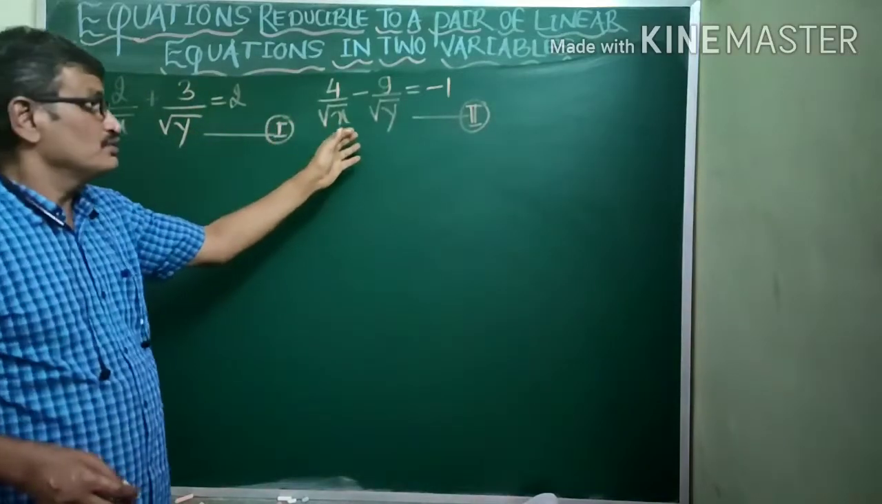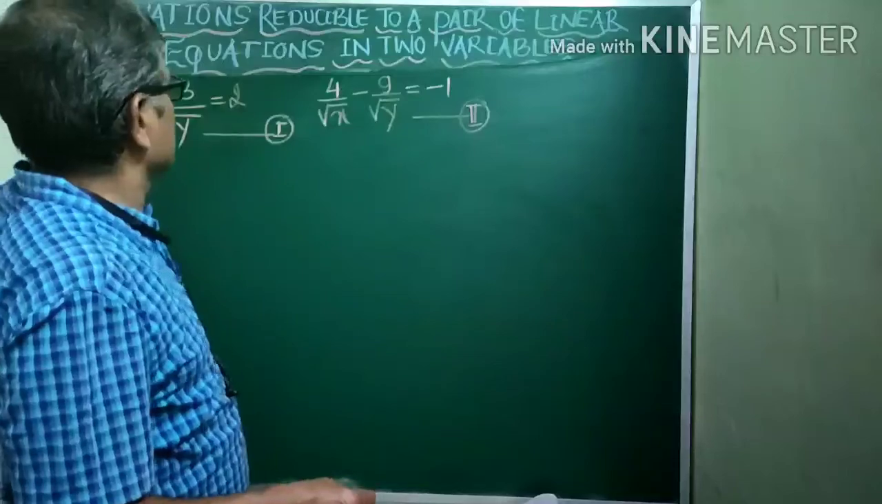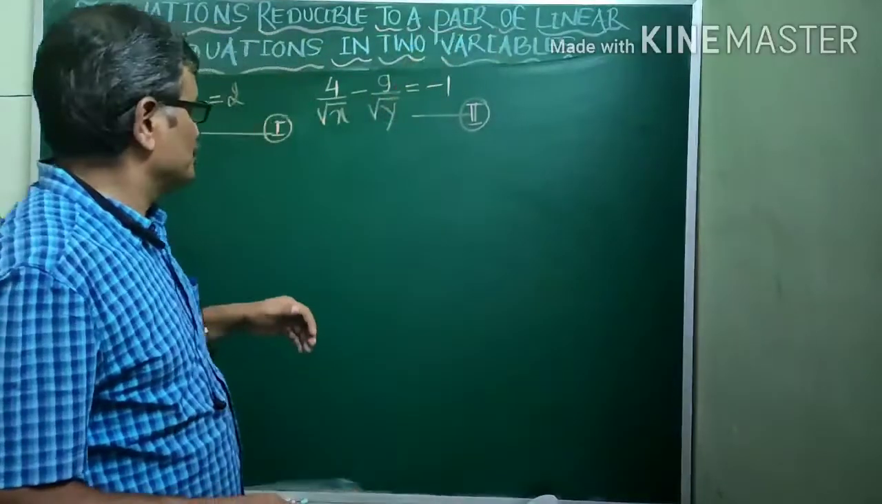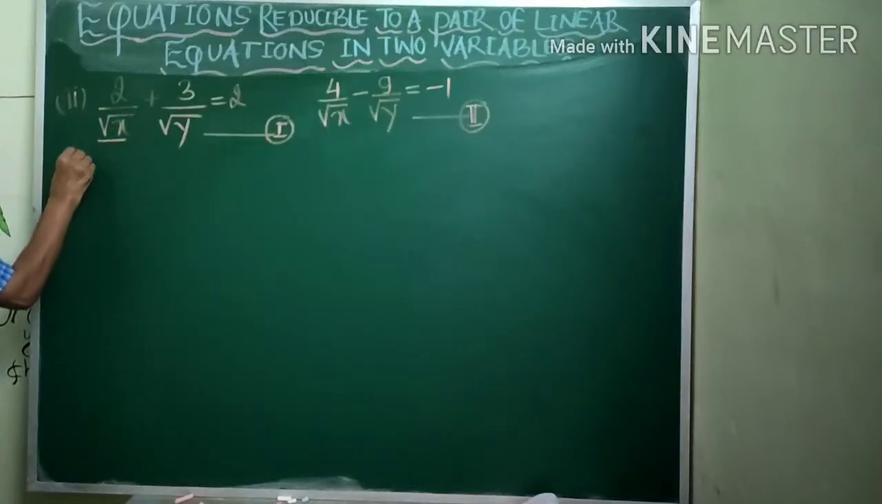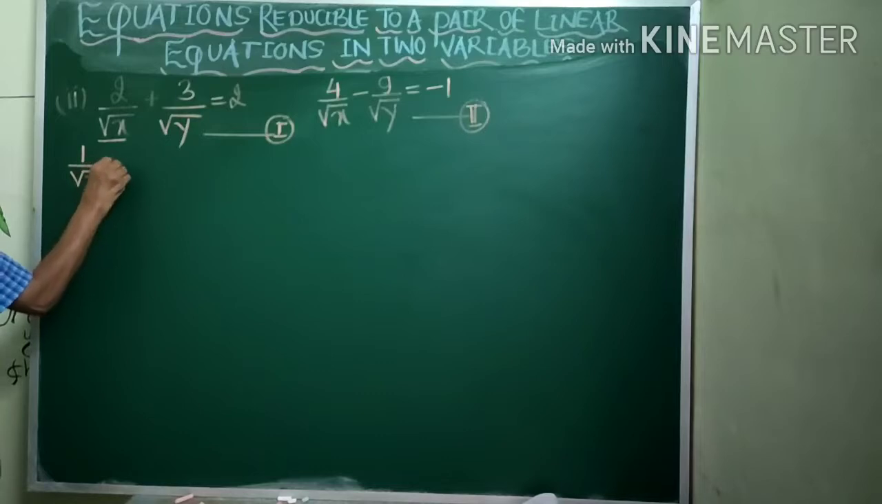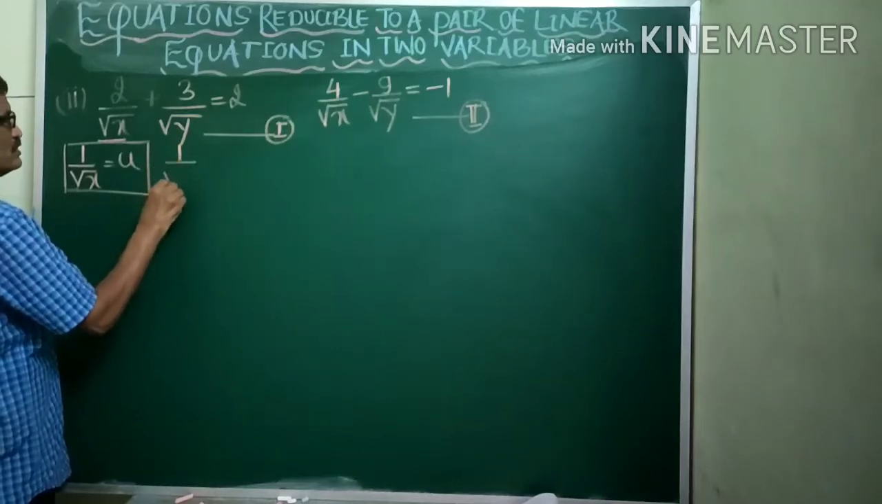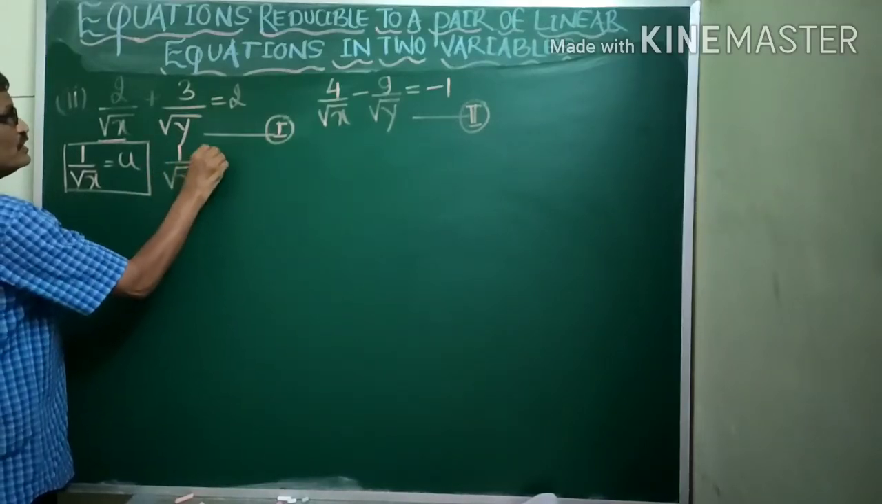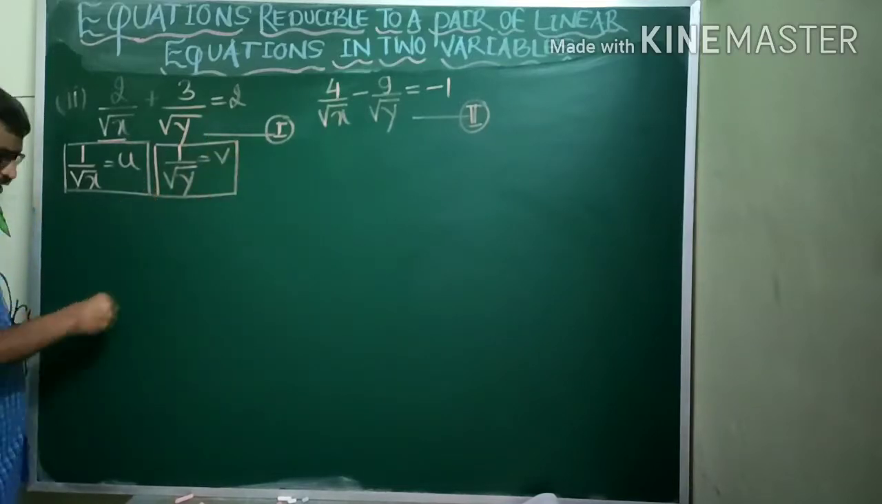can be converted into equations in two variables, and that's what we call equations reducible to a pair of linear equations. How we have to reduce it, I'll tell you. For example, you take this 1 by root x as u. 1 by root y, you take it as v. So if I do so, what happens? Let us check it out.